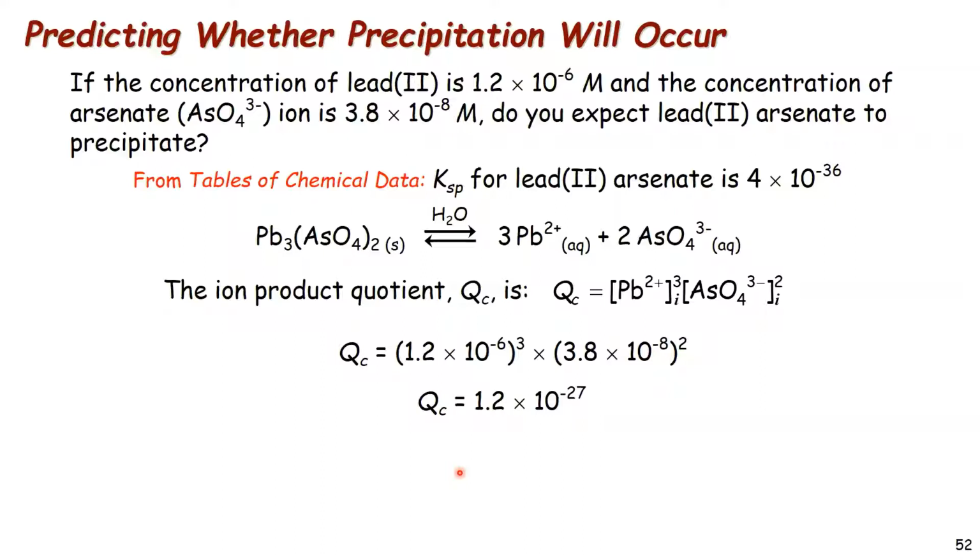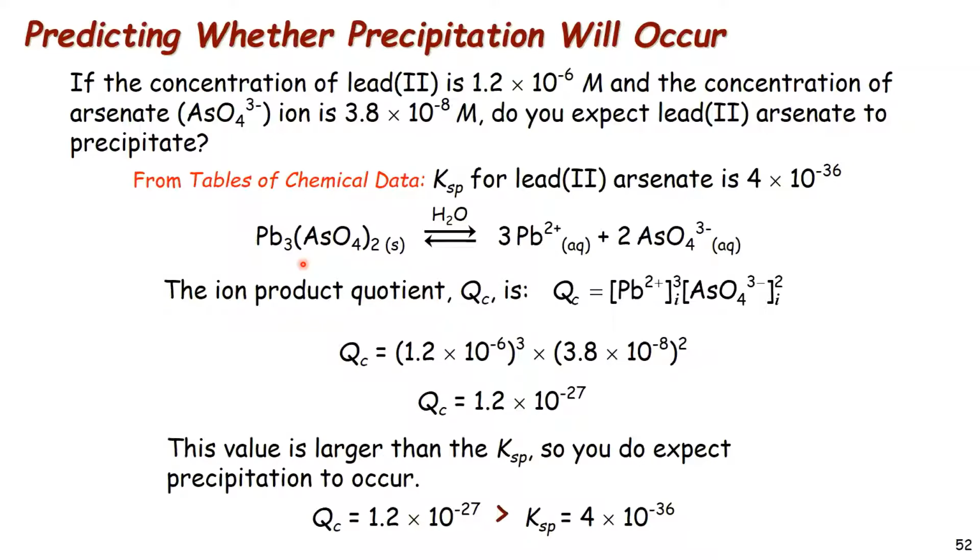Yes. Absolutely, right? If we have way too many products, it's definitely going to go back to reactants. And yes, a precipitate is going to form. Since Q is greater than K, a precipitate will occur. Okay. Any questions about that?